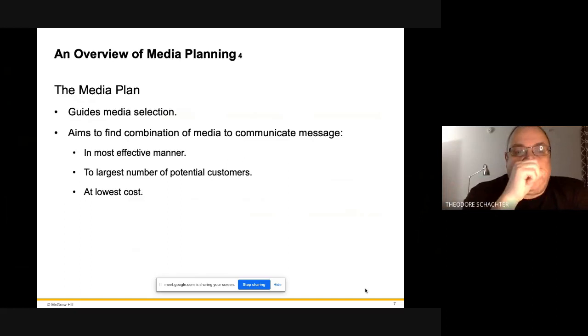So the media plan is what guides our media selection. So basically, we say, well, we combine. It's based on cost, demographics, and our goal is to combine this into the most effective way to reach the largest number of people, potential customers, at the lowest cost. Like I said, it's all about budget.